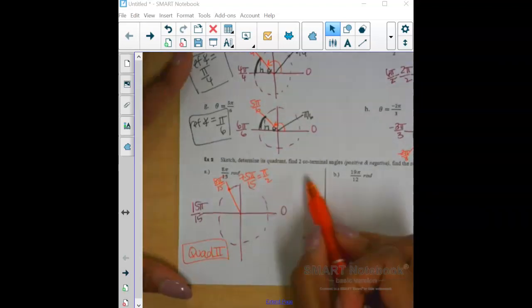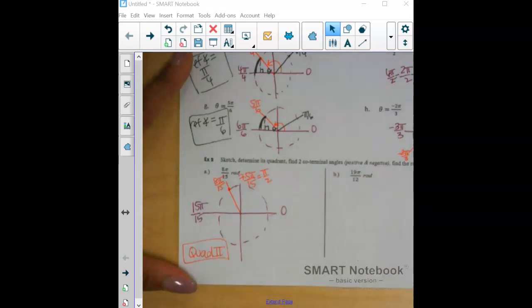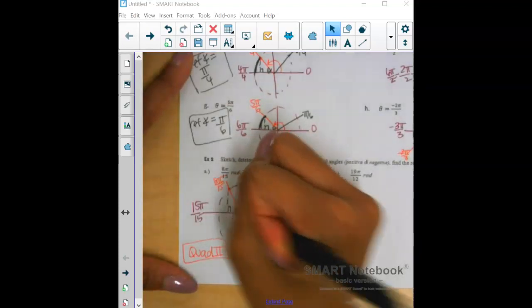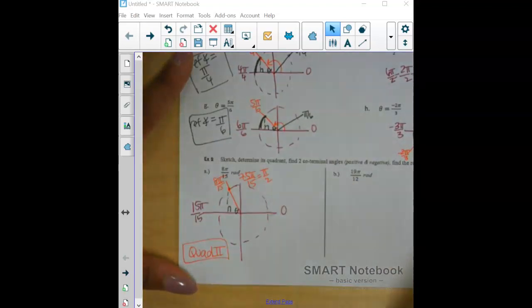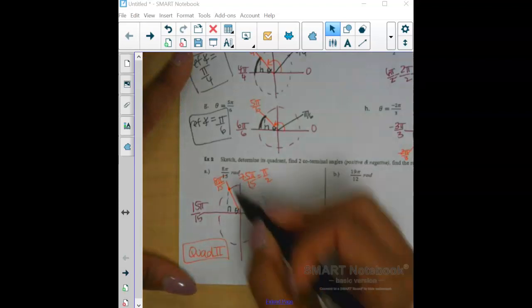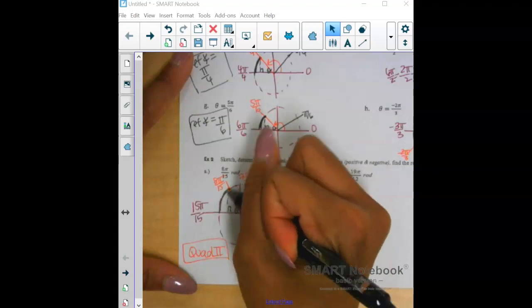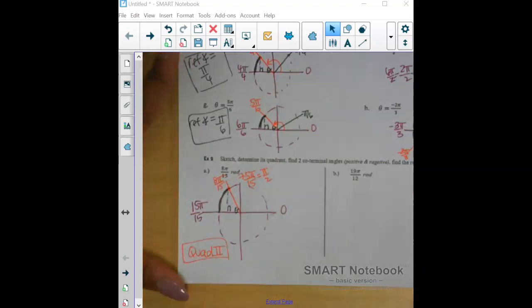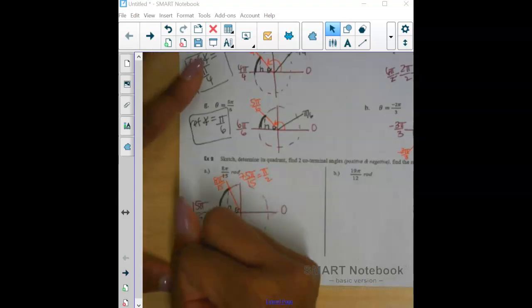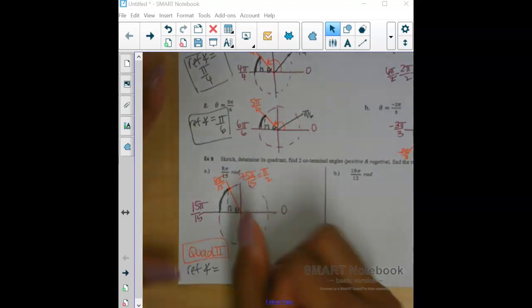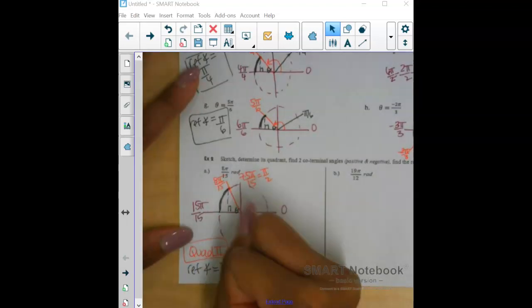The next part says find the coterminal angle and the reference angle. Since we've been doing reference angles for this entire page, let's just continue with this to find your reference angle. I need to write this out and figure out what is the reference angle going from here to here. So between 8 pi over 15 and 15 pi over 15. Hussein, what do you think that reference angle is going to be? It's going to be 7 pi over 15. 7 pi over 15. Let me double check.